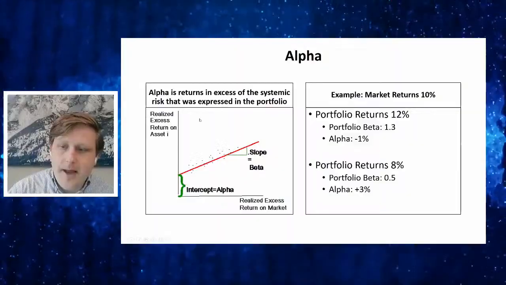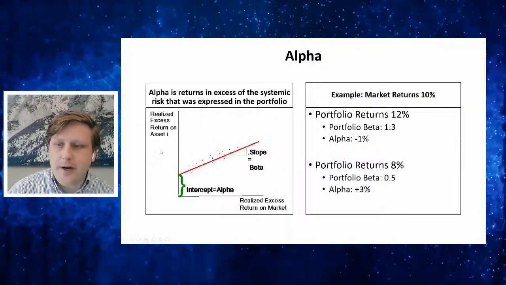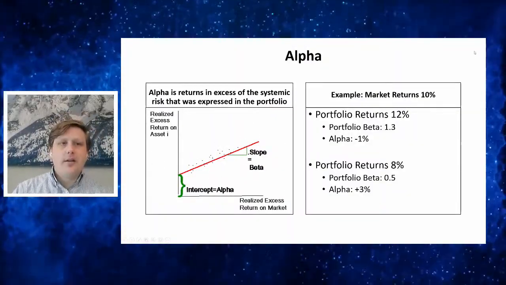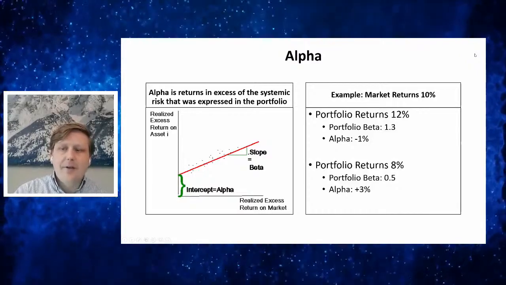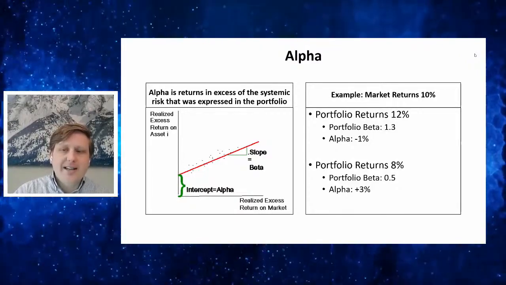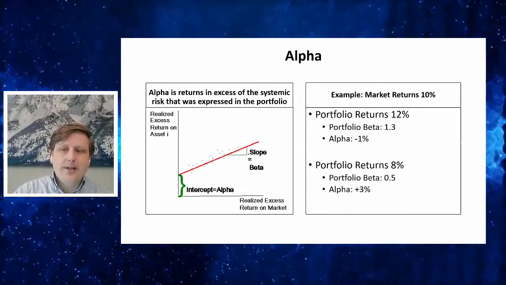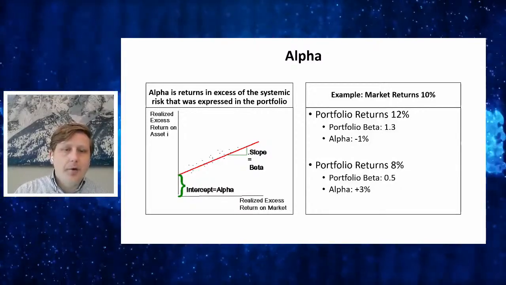because even in the industry, I've met professionals who don't understand what alpha is. They know that it's good, they know that they want it, and when it's positive, that's great and helpful. But people have a misunderstanding about what alpha really is. Mathematically, this is how it's framed, but the simplest way I could describe it is that alpha is returns in excess of the systematic risk that was expressed in the portfolio.